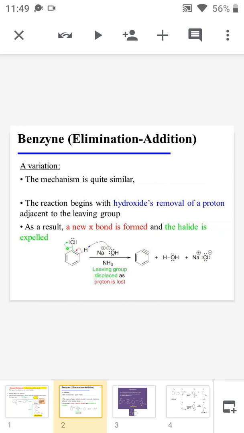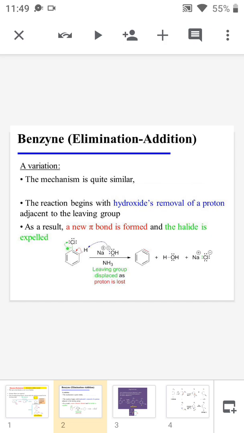So here the starting material is chlorobenzene. The mechanism is very similar to the previous one, but here we use sodium hydroxide as the base, and the sodium hydroxide removes the hydrogen which is adjacent to the leaving group chlorine, and a benzyne intermediate is formed. This benzyne intermediate is formed by the overlapping of two sets of p orbitals, and it is very reactive. It undergoes the addition reaction, and we will get the final product.